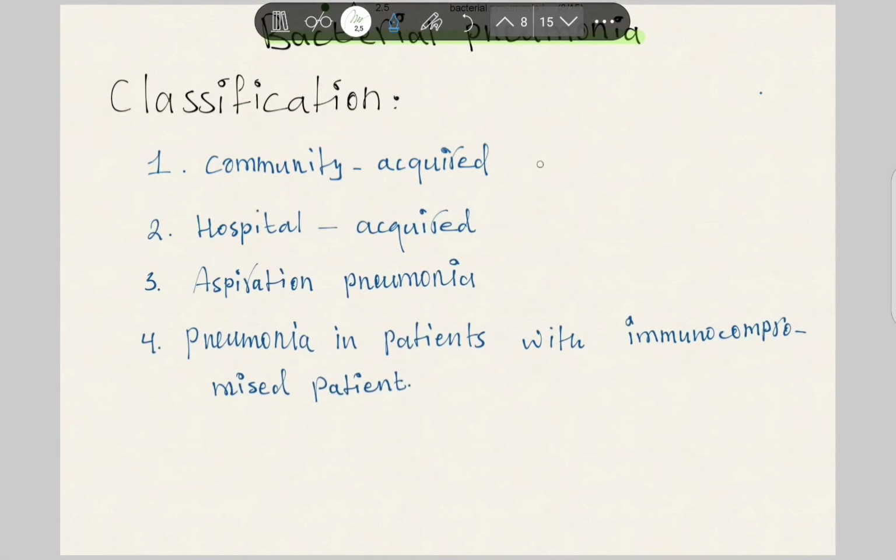Let's go further to classification of pneumonia. Pneumonia is classified according to the etiology of the disease into community-acquired, hospital-acquired pneumonia, aspiration pneumonia, and pneumonia in immunocompromised patients.